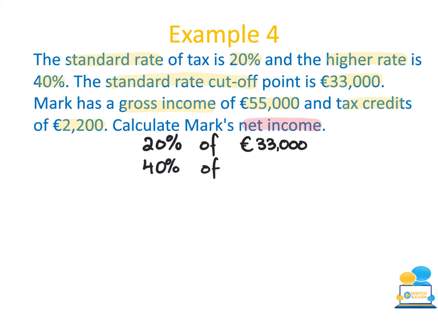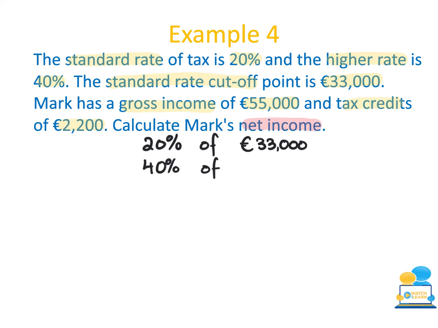Now, some people make the mistake and they tax the 20,000 at 33% and then they tax the 40% again. So they double tax the same amount of money. That's not what happens here. You're only taxing 20% on the first 33,000, and then everything after that you have to tax at the higher rate, which is 40% here. So we've already taxed his first 33,000. We now need to tax 40% on all the additional income after 33,000.